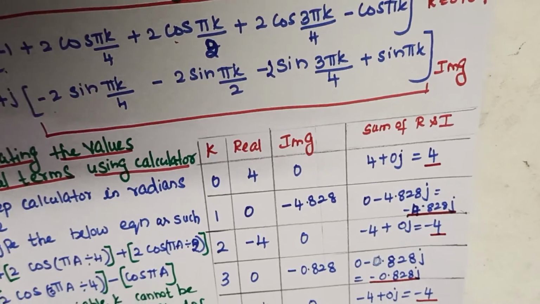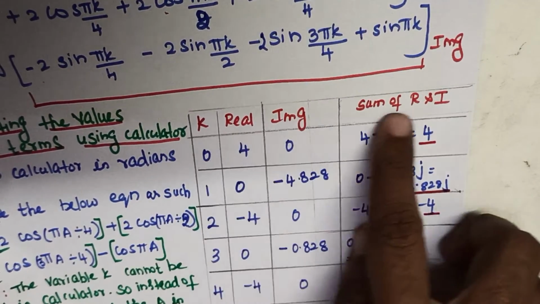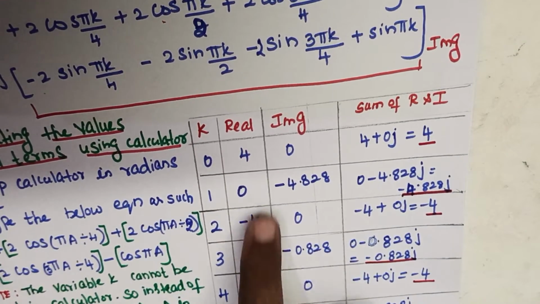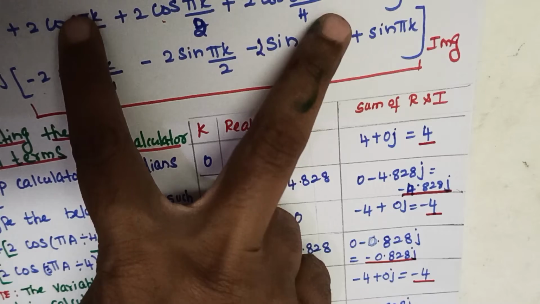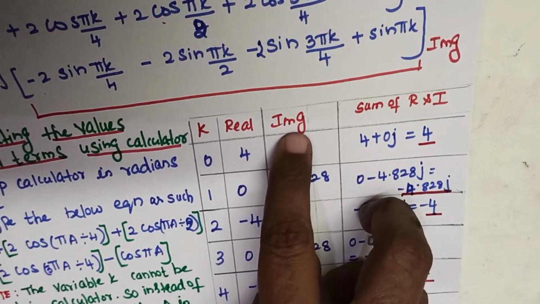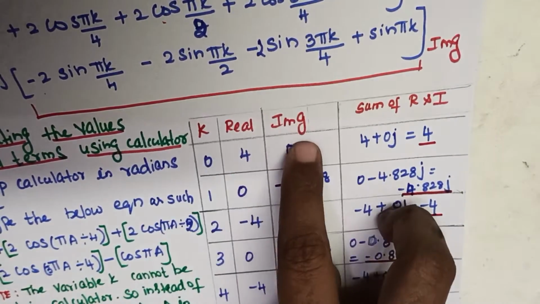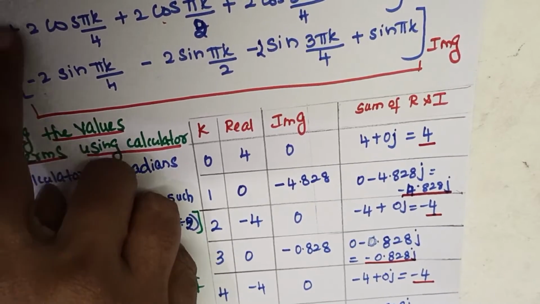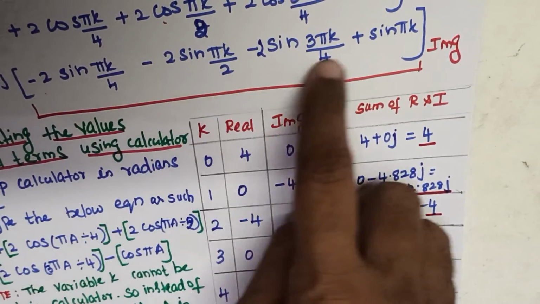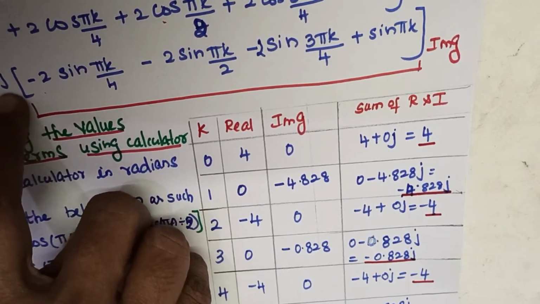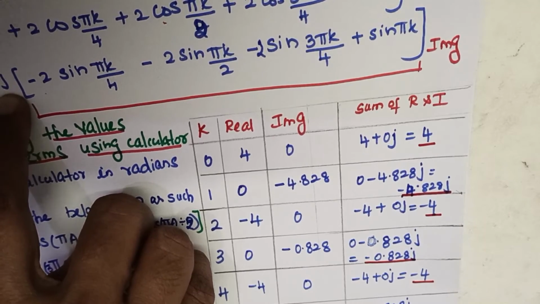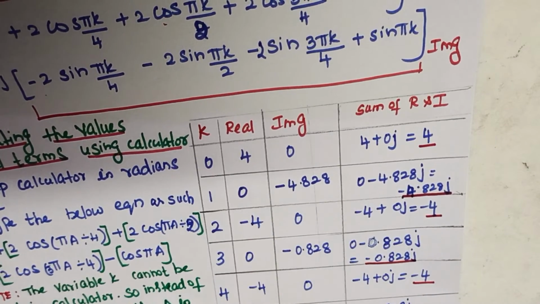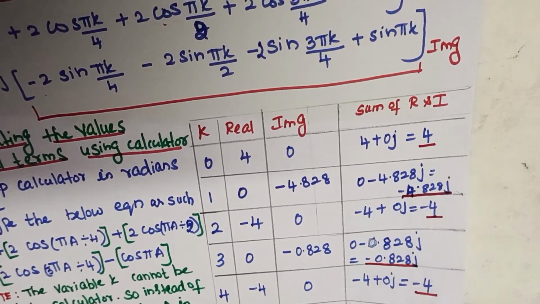Before that, let us form a table like this. This is for mentioning the values of k from 0 to 7. And here I am going to write the real part's value. And in this column we are going to write the imaginary part's value. And this is going to be the sum of real and imaginary, because the real term and the imaginary term have to be added together after multiplication with this j. So this is the sum of real and imaginary. Let's form a table like this. The range of k should be from 0 to 7.